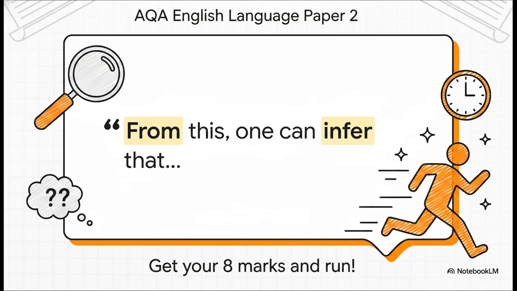But listen up, because here is the fatal trap so many students fall into. There should be absolutely no language analysis in question 2. Zero. Do not zoom in on individual words. Do not start talking about metaphors. Just show that you understand what the texts are saying and what we can logically infer from them. Grab your 8 marks and run.